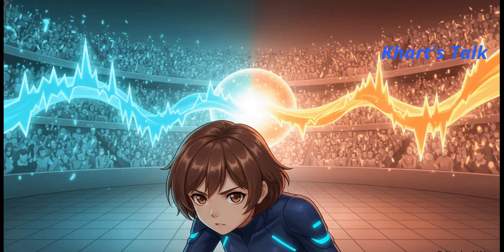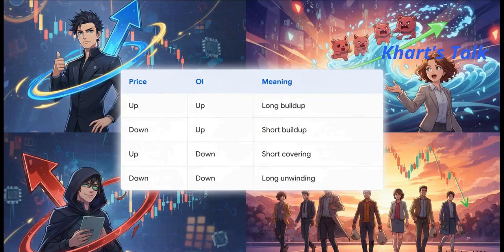Now, knowing the stadium seats are full is great, but it's not enough. You need to know which team the crowd is actually cheering for. We do this by merging price direction with open interest direction. This is absolutely crucial. So here is how those combinations break down. If futures OI is rising strongly and the price is going up, you're looking at a classic long buildup. That's serious bullish conviction. But if the price is dropping while open interest is still going up, that's a short buildup. Smart money is actively betting against the stock.